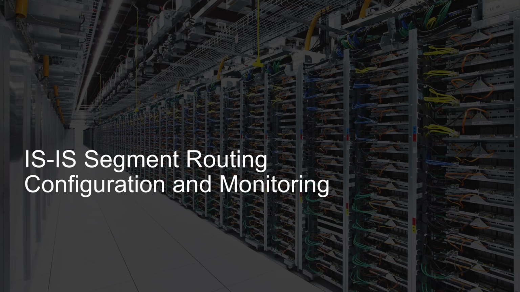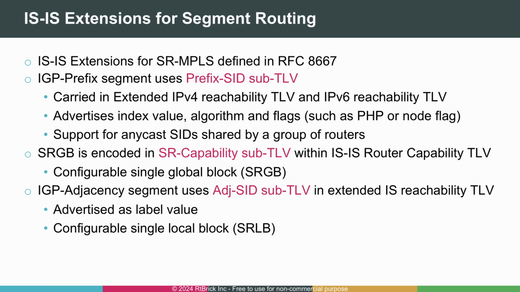In RBFS, segment routing is supported for ISIS, OSPF, and BGP. We'll first explore ISIS extensions for segment routing, including configuration and monitoring in RBFS. ISIS extensions for MPLS-based segment routing are defined in RFC 8667. As we discussed earlier, there are two types of segment identifiers, IGP prefix SIDs and IGP adjacency SIDs.